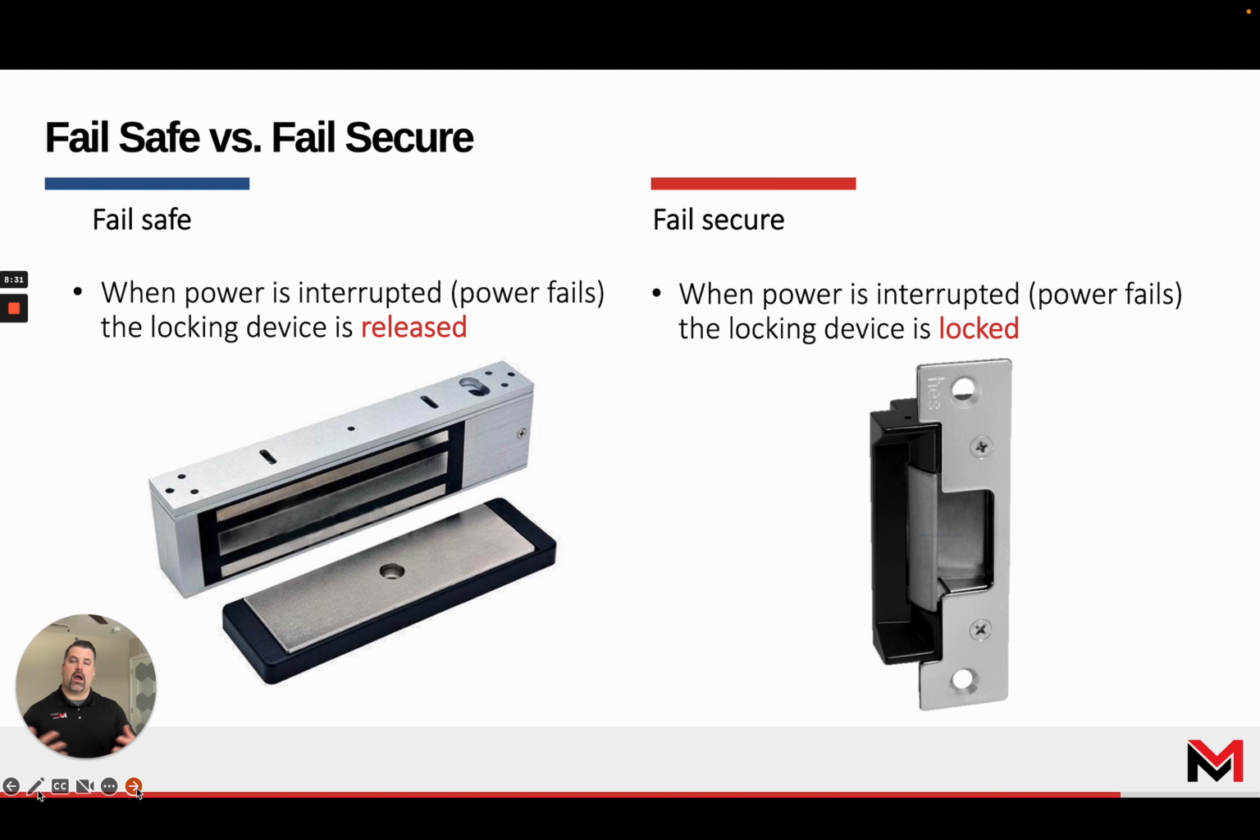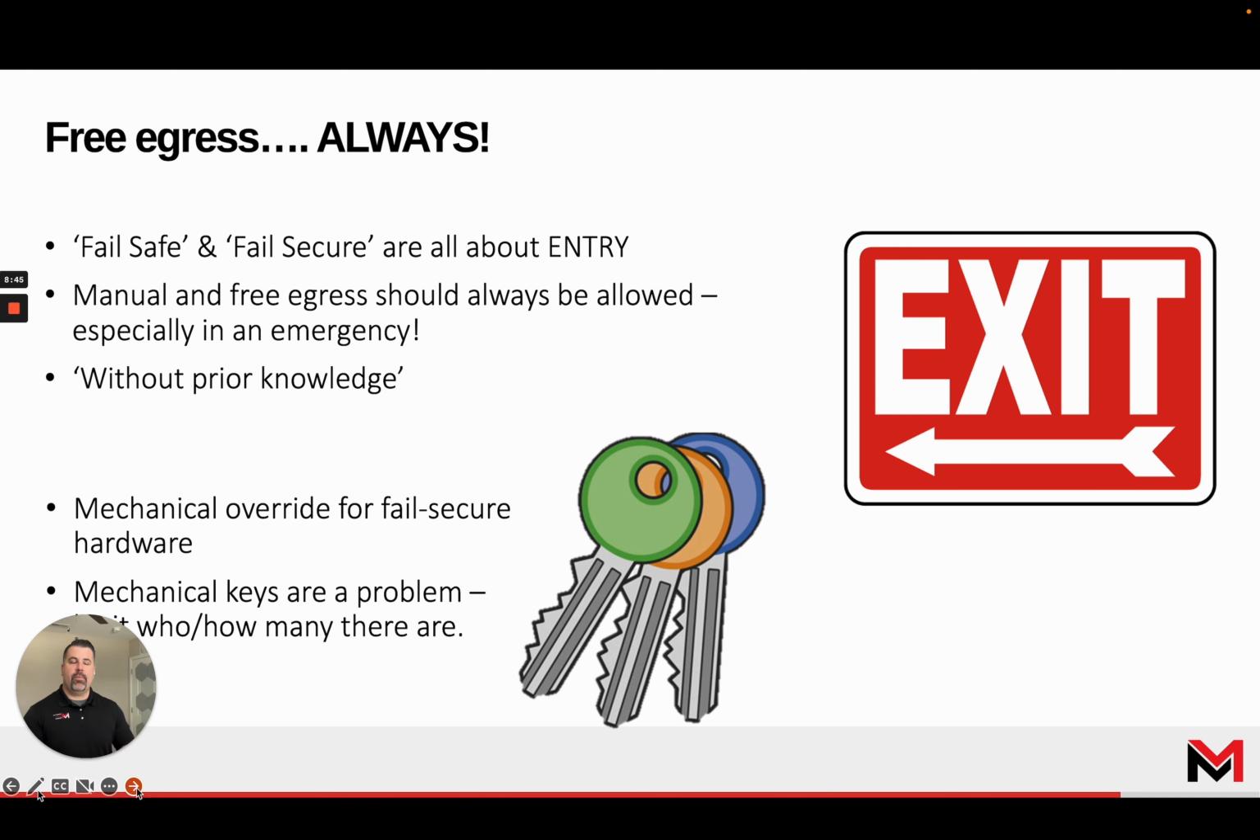In the event of an unoccupied building and the power is lost, the building would remain secure. You could use a key override to be able to get access. Again, there are certain codes that would dictate that, but note that there's a difference between a fail secure and a fail safe lock. The one key that's always important is being able to have free egress.